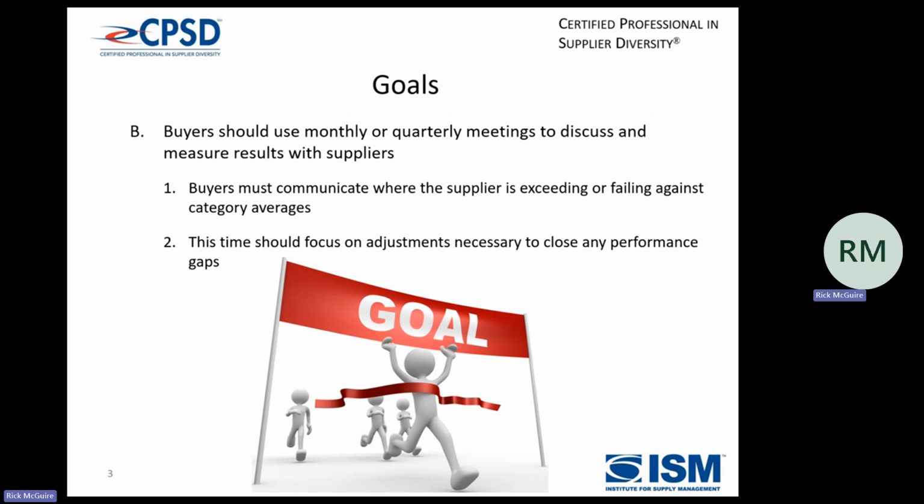Buyers should use monthly or quarterly meetings to discuss and measure results with suppliers, and buyers must communicate where the supplier is exceeding or failing against category averages. This time should focus on adjustments necessary to close any performance gaps.